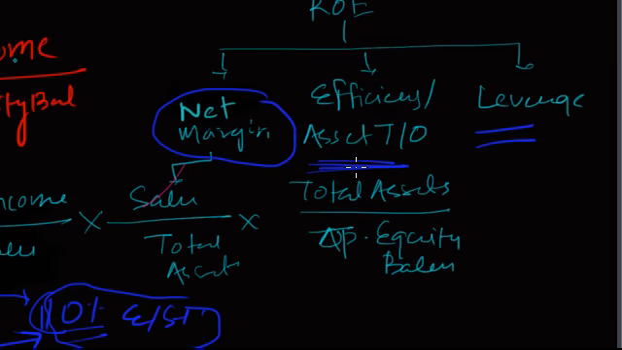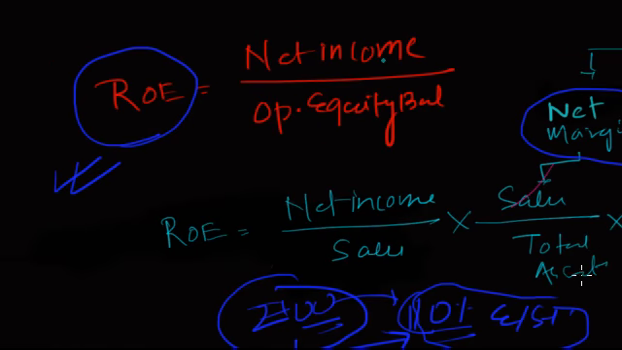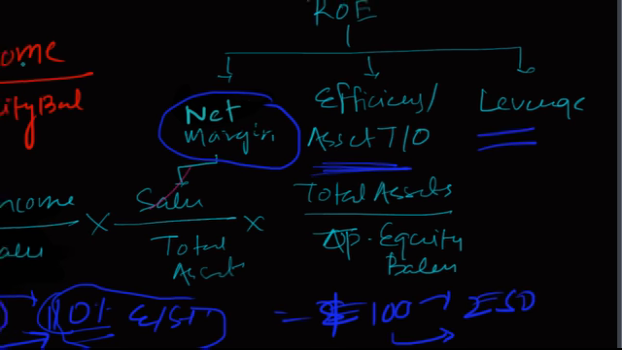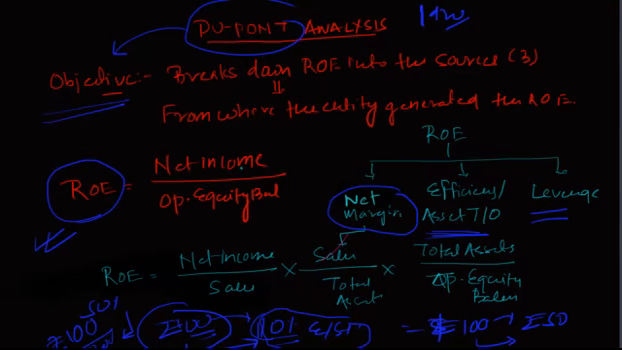So the second ratio is the efficiency ratio: how efficiently you're utilizing your assets. For example, if your total sales is 100, but your total asset is 200, which means you're able to exploit your assets only to the tune of 50%. If there are 200 rupees of assets, you are able to generate only 100 rupees of sales from them, which means for every 1 rupee of investment in your total assets, you would be able to generate only 0.5 rupees of sales.